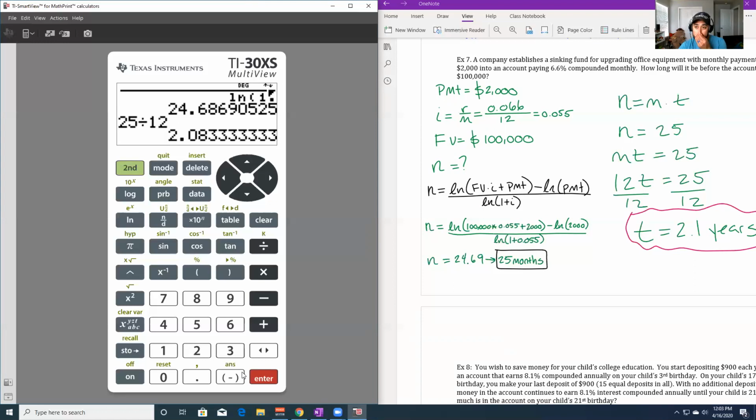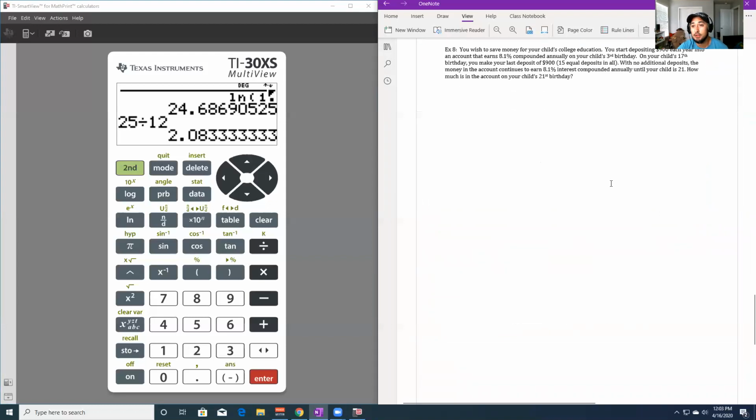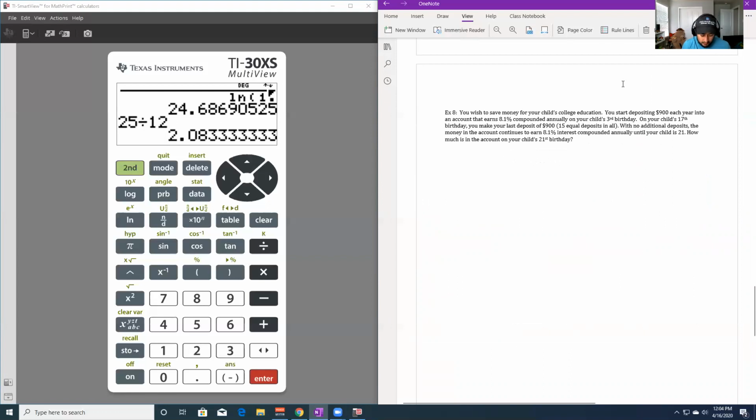Okay, now that was an application that involved n. Perfect. All right, which brings us to the last problem. Woo! Okay, right there. You wish to save money for your child's college education. You start depositing $900 each year into an account that earns 8.1% compounded annually on your child's 3rd birthday. On your child's 17th birthday, you make your last deposit of $900, which would be 15 equal deposits in all. With no additional deposits, the money in the account continues to earn 8.1% interest compounded annually until your child is 21. How much is in the account on your child's 21st birthday?